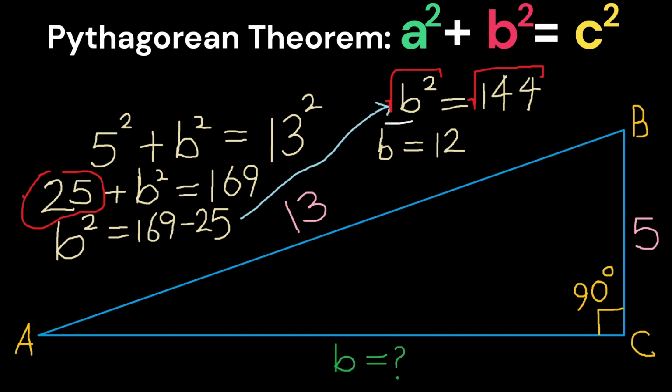So there we are. We used the Pythagorean theorem again to find the missing side of a triangle. And this time we didn't find the longest side. We found one of the shorter sides. The side B is 12.